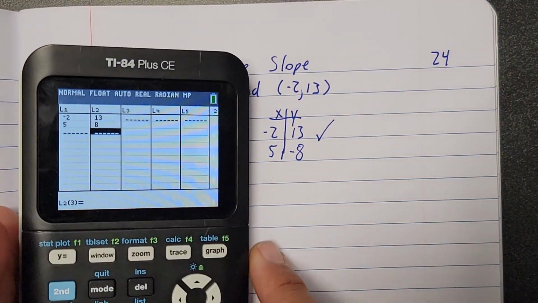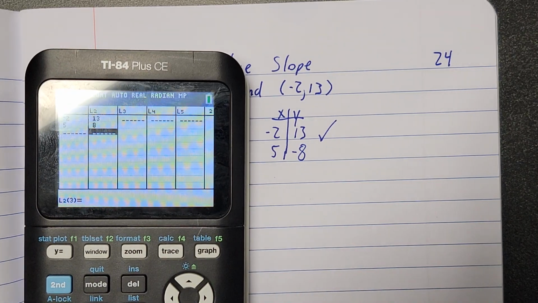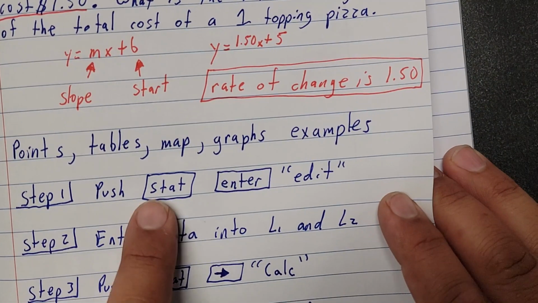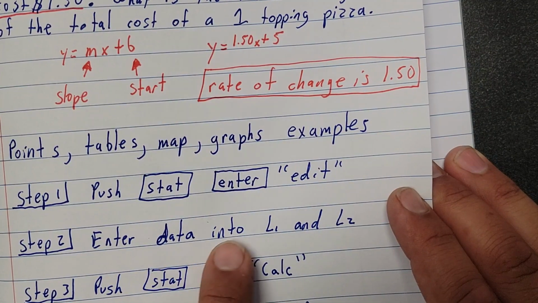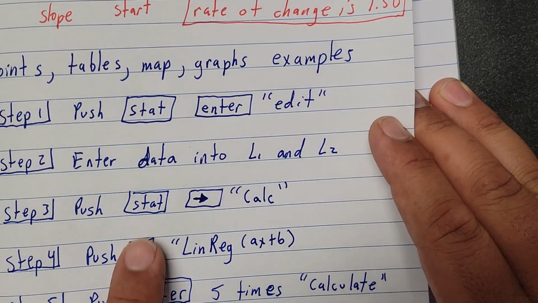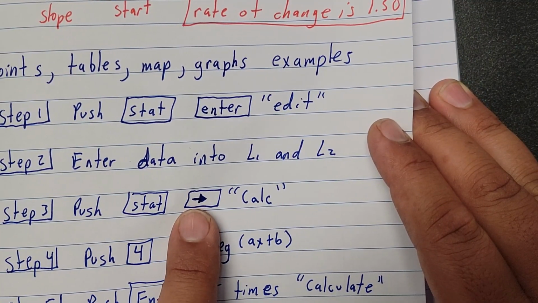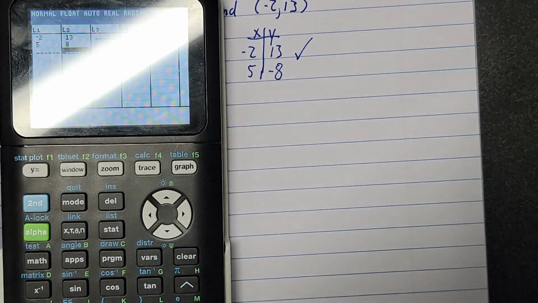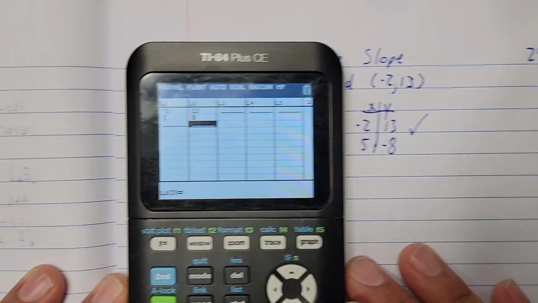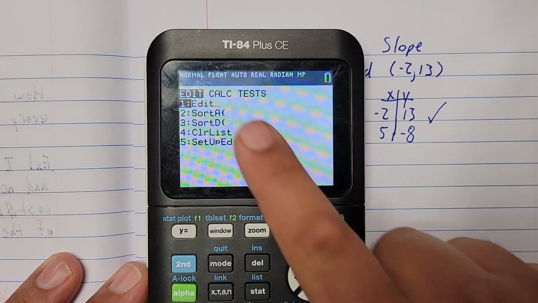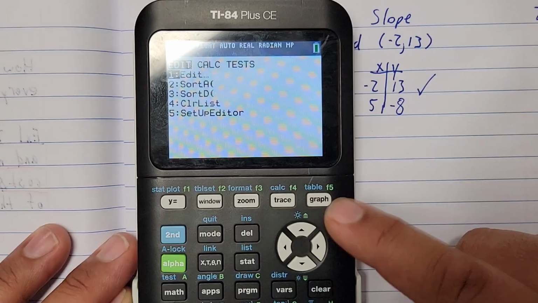Okay, so those are my first 2 steps. All right, so we push stat and we edit it. We enter the data into L1 and L2. Now we're going to push stat and then go to the right side where it says calculate, or calc. So we're right here, push stat, and then it says calc. So I have to go to the right side.